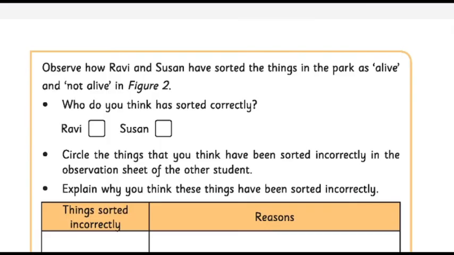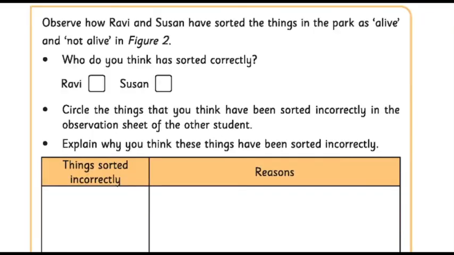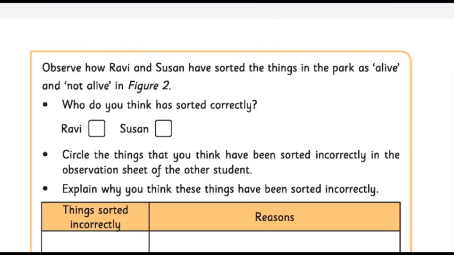Okay, next thing. So we have to assess the assessment sheet of Ravi and Susan. Okay, after we get the book, we can do this. Let us step into the next topic.